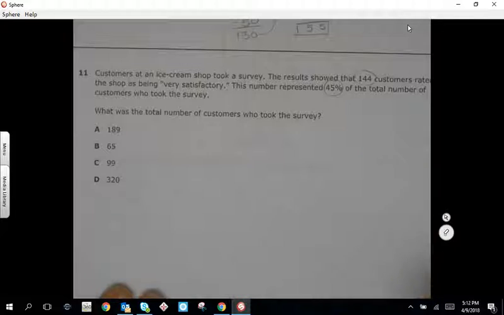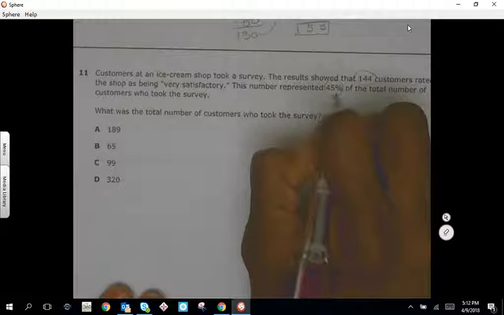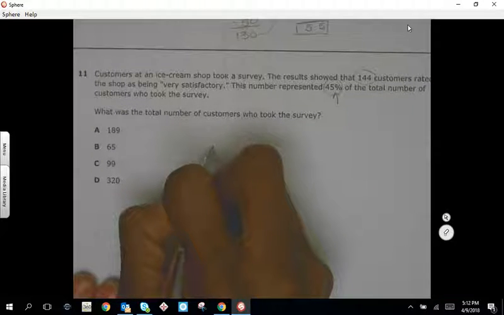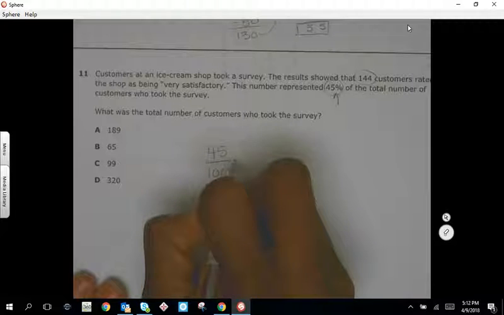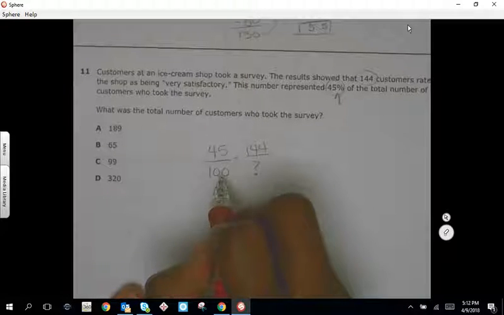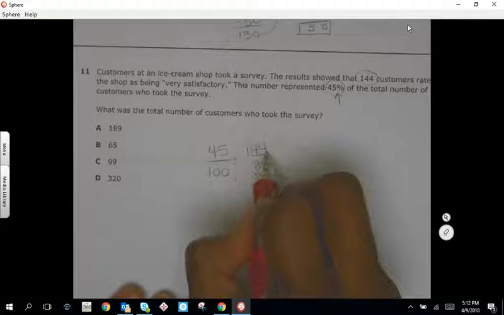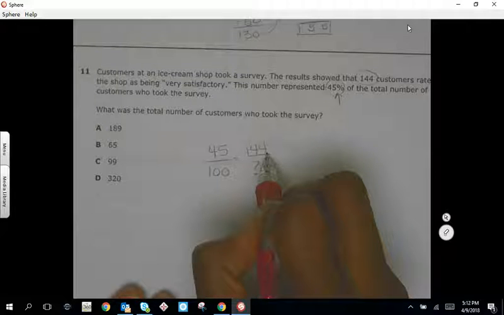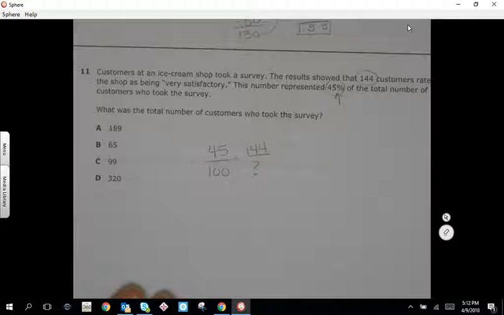Okay, so I'm comparing. Percent is always out of 100, right? So 45%, that 45% is 144 people. How many people took it all together? So here's what we know. If it was 144 people all together... No, 144 people said the survey was very satisfactory. That means there are still a lot more people who didn't say that.